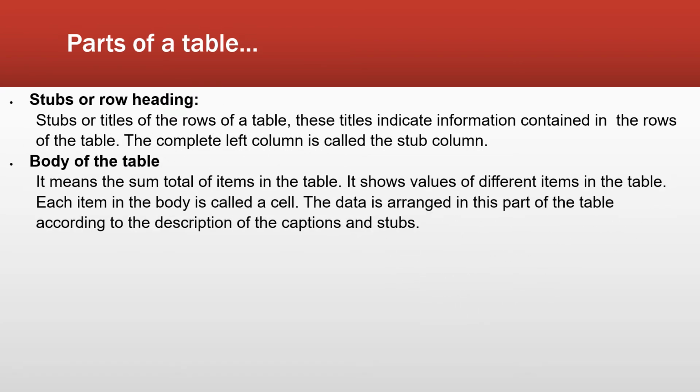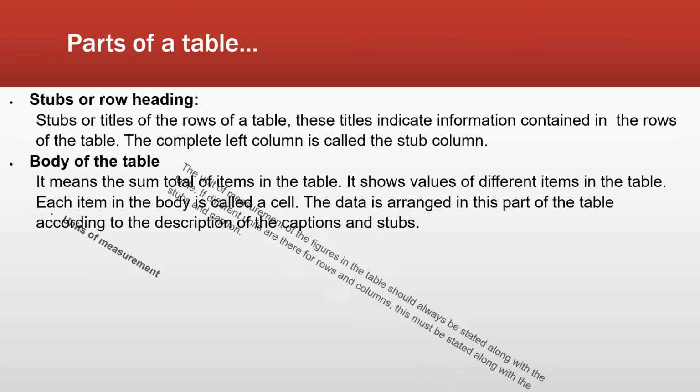Next we have the body of the table. It means the sum total of items in the table. It shows values of different items in the table. Each item in the body of the table is called a cell. The data is arranged in this part of the table according to the description of the column headings, that is the captions, and the row headings, that is the stubs.